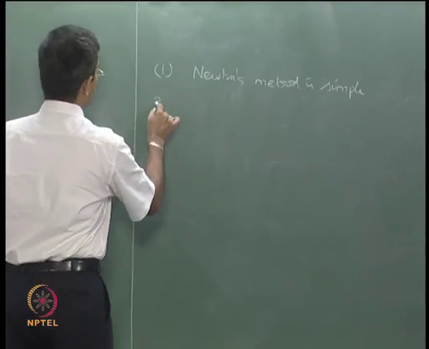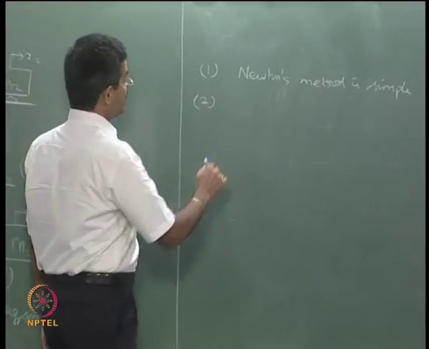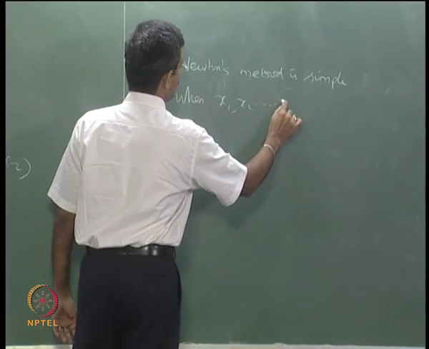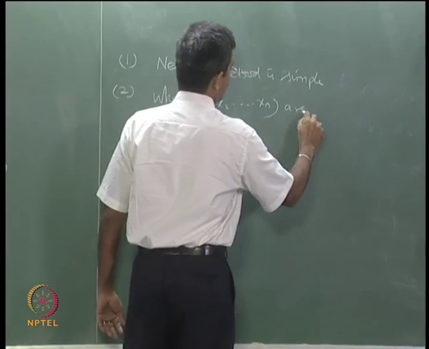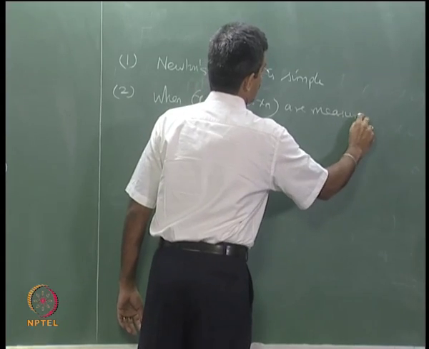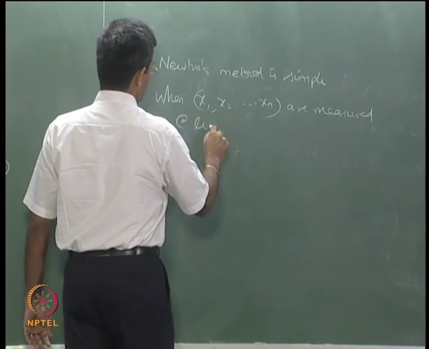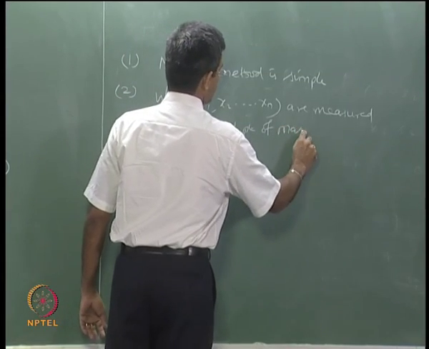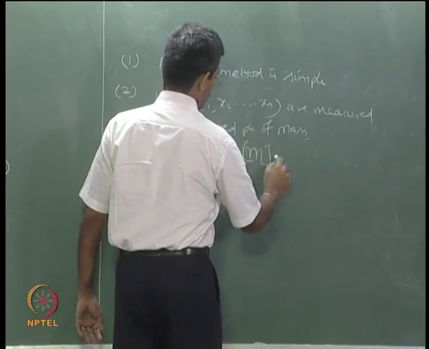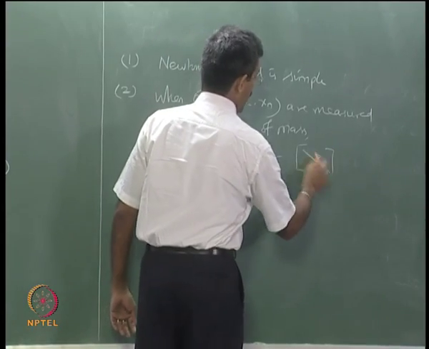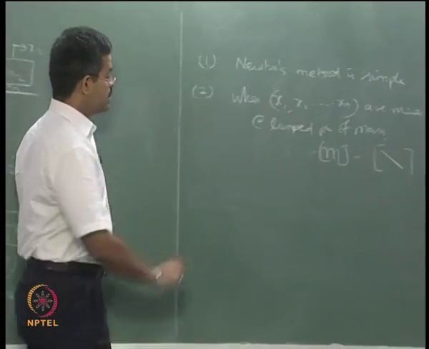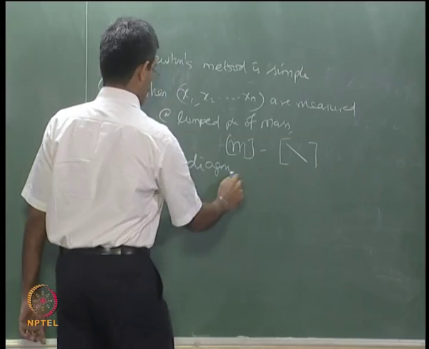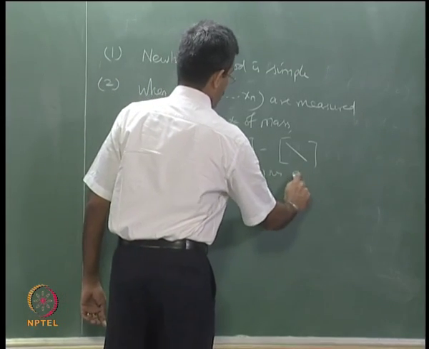The second inference I derive is that when the displacement coordinates are measured at lumped points of mass, the mass matrix becomes diagonal. It means off-diagonal terms are absent.